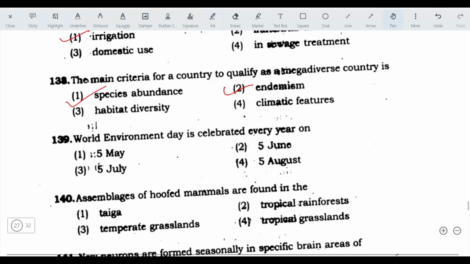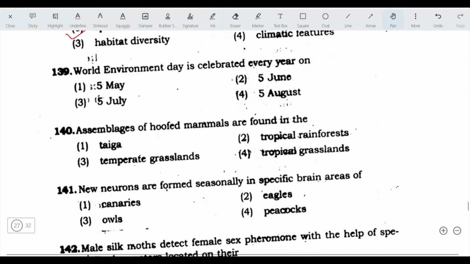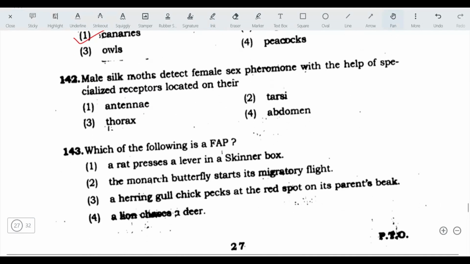World Environment Day is celebrated on 5th of June. Next, assemblages of hoofed mammals are found in the temperate grasslands. Next, new neurons are formed seasonally in specific brain areas of canaries. Next, the male silk moth detects the sex hormone with the help of specialized receptors located on their antennae. So antennae have specialized receptors to detect pheromones.